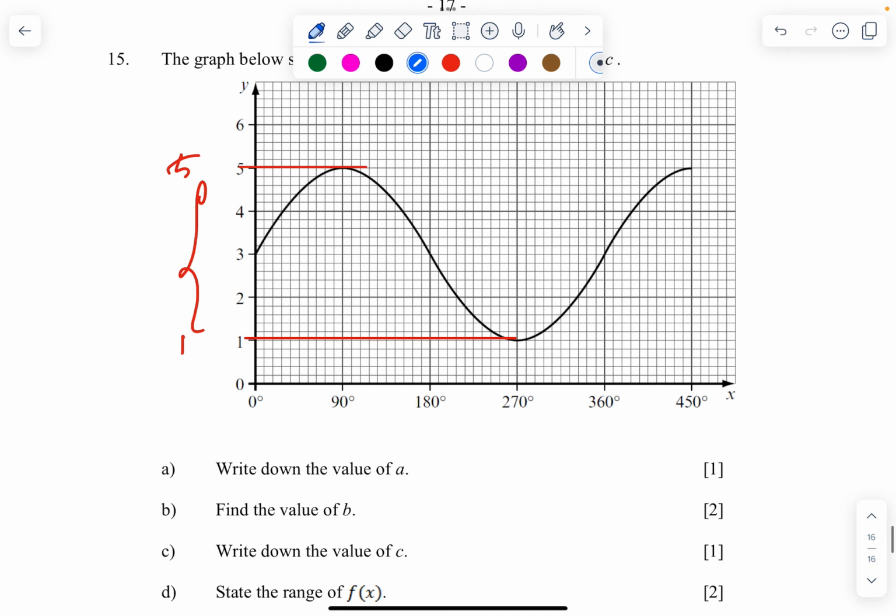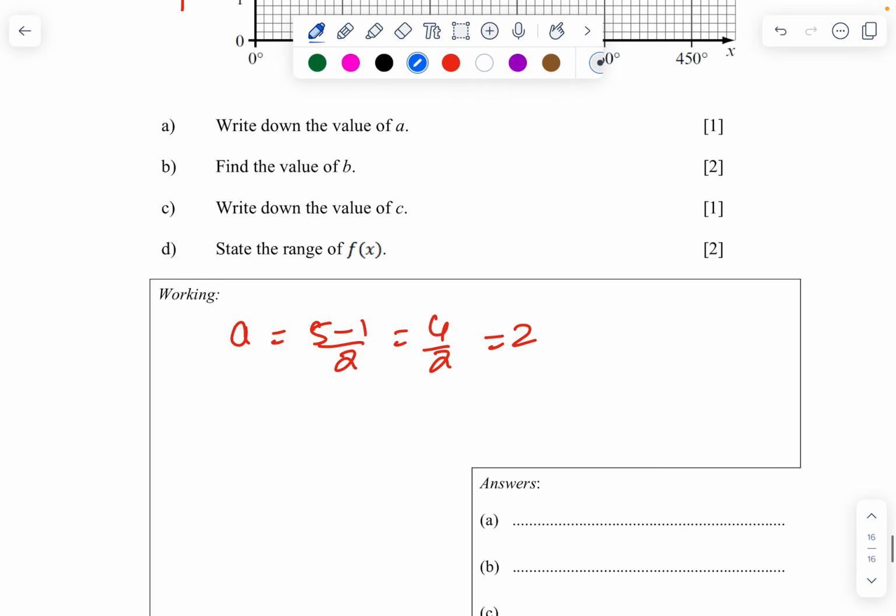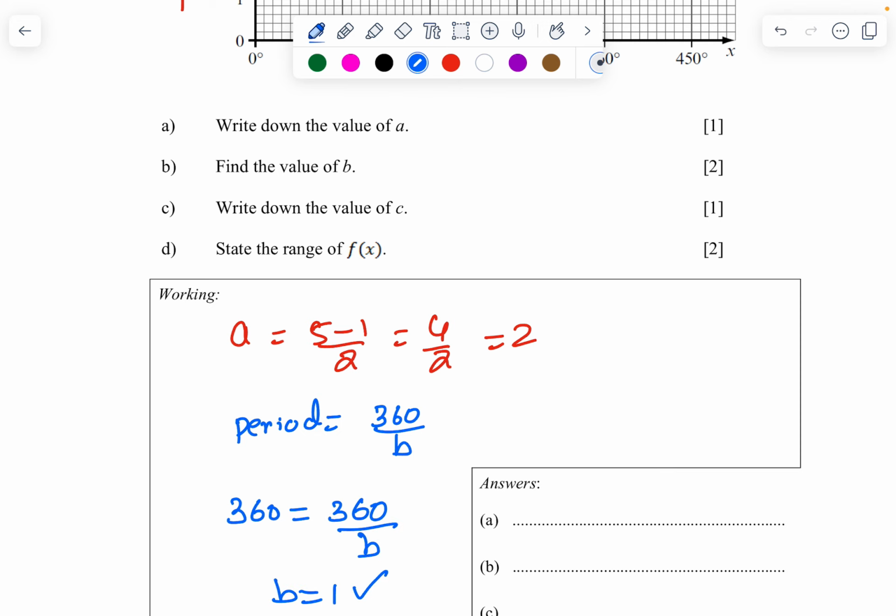Find the value of b. B relates to the period. We can see that it starts from here and completes one full cycle over here in 360. Period is going to be 360 divided by b. The period is 360, so 360 divided by b equals 360. So b is going to be 1.